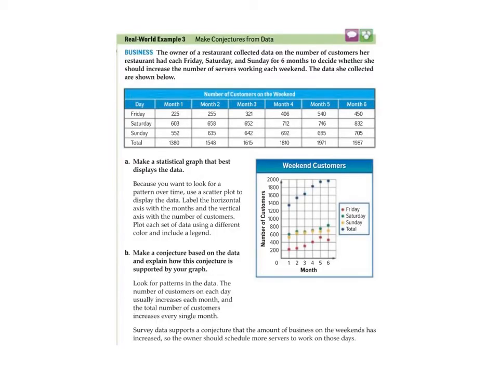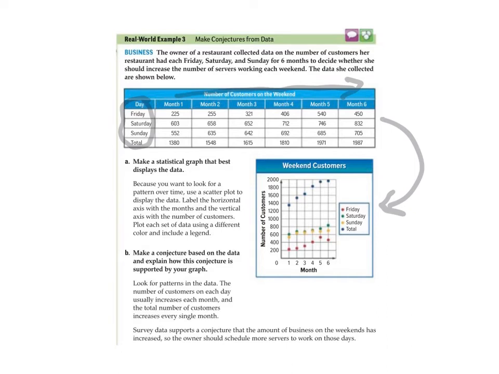All right, so now we're moving on to example 3. Making conjectures from data instead of having rows of numbers or shapes. This time you've got a table of values. It's talking about the number of customers in a restaurant on the weekend. So as you can see, you've got the days, from Friday to Sunday, and the total, and the months 1 through 6. The first thing to do is make yourself a diagram, a graph, and plot them.